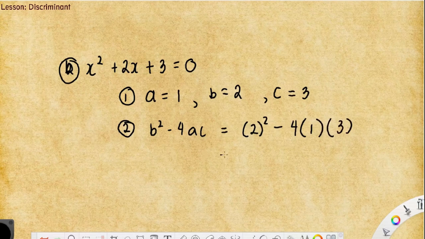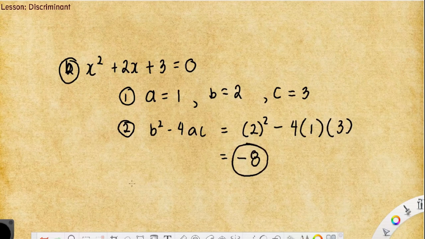Okay? If we simplify this equation, we have negative 8. Okay? 2 squared minus 4 times 3, which is 12. No? 4 minus 12 is negative 8. Okay? So, tignan natin ngayon, no? Ito ang ating discriminant, negative 8.